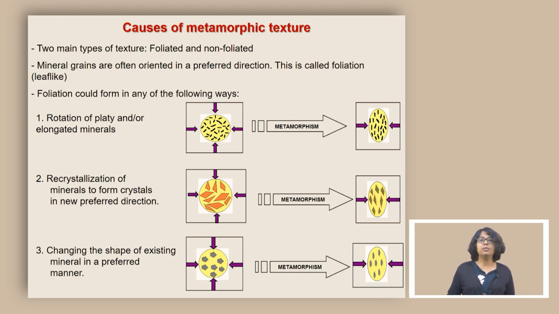The first one is when there is a directional stress, there can be rotation of the platy or elongated minerals, and they are all aligned in a perfect orientation to accommodate the stress, and therefore, we will start to find some foliation along these lines. It can also be a recrystallization of minerals to form crystals in a new preferred direction. So, instead of the original crystal structure, it can have a solid state transformation to make newer crystals to accommodate the differential stress. The third option is the change of shape of the existing minerals in a preferred manner, and that can also create such foliation, where it is not really rotating, it is not recrystallizing, it is simply changing its original structure to a more platy fashion, and that leads to such foliation.